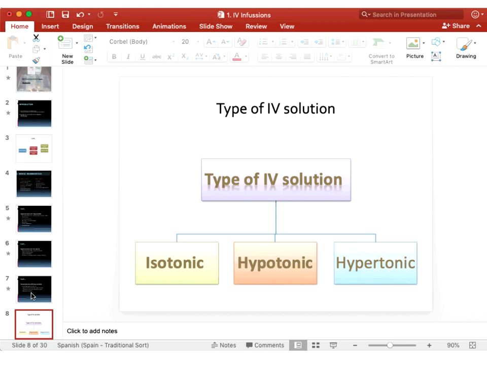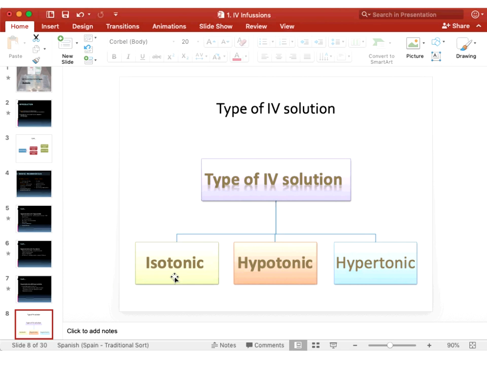So we have a classification of IV solutions, and they are classified according to the amount of solutes that they contain. We have the isotonic solutions, the hypotonic solutions, and the hypertonic solutions. The isotonic solutions are measured according to the human being's osmolarity.